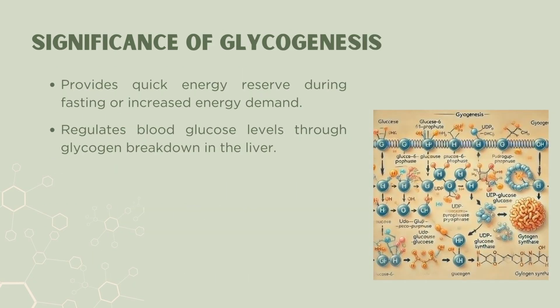Significance of glycogenesis. Energy storage. Glycogen serves as an energy reserve that can be quickly mobilized during periods of high energy demand. Blood glucose regulation. In the liver, glycogen can be broken down to release glucose into the bloodstream to maintain normal blood sugar levels.